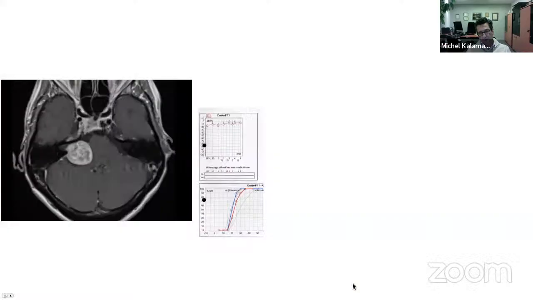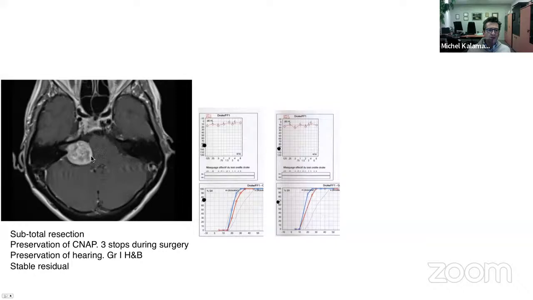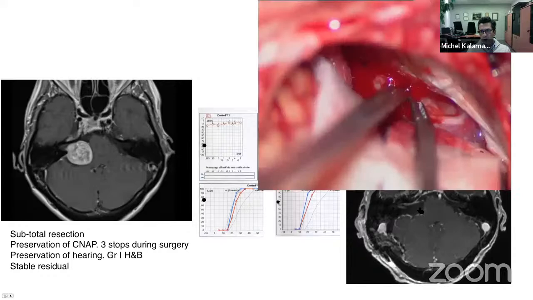So an example of a tumor, it's not a large one. And it was a subtotal resection. We had to stop three times during surgery. It was 30 seconds each time. And we preserved hearing, before and after, and there is a stable residual, you see the residual.